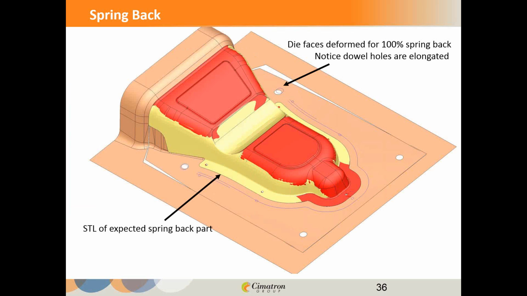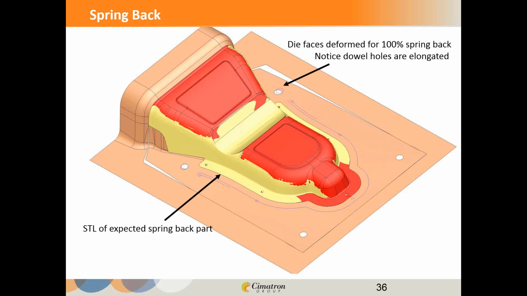So let's look at what happens here. I've got now in yellow the expected part with the spring back. And we've taken the part surfaces, the die surfaces, and we've compensated them for the spring back. So you can see how they've drawn away from the original design boundary. In fact, you can see we didn't pick the pilot holes, so you can see where they've moved a bit as well as those part surfaces draw in while being deformed.